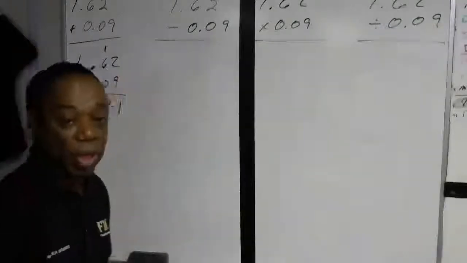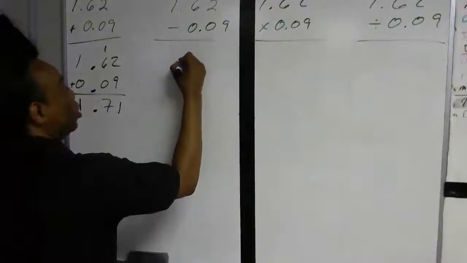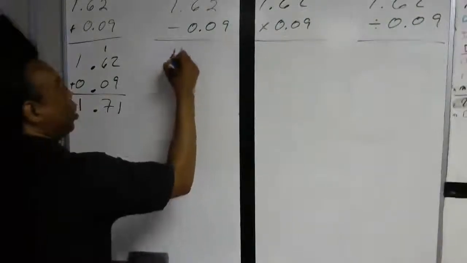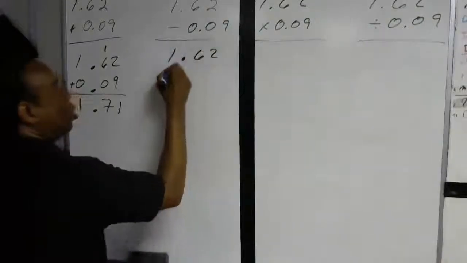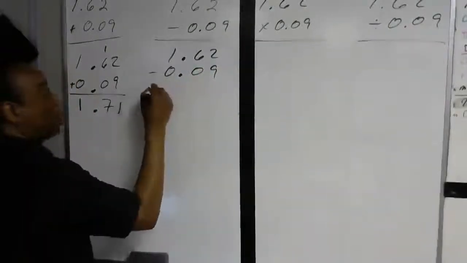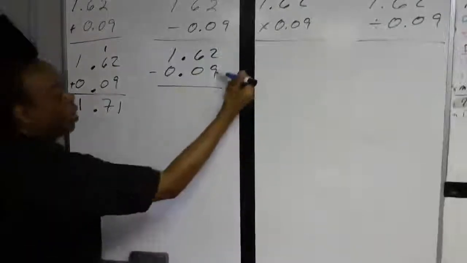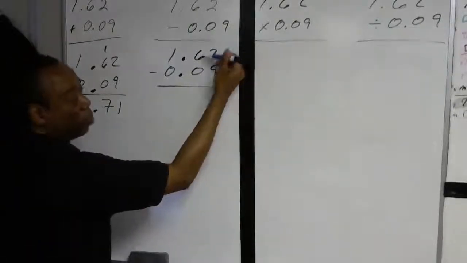Once again, lining up decimals for adding and subtraction. 1, 6, 2 here, 0, 0, 9. And we'll start the subtraction here. Okay, we cannot take 9 from 2, so we have to borrow from the 6.